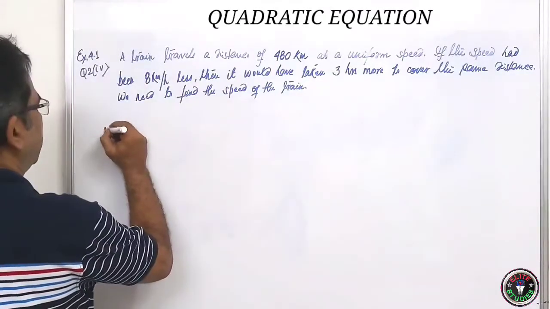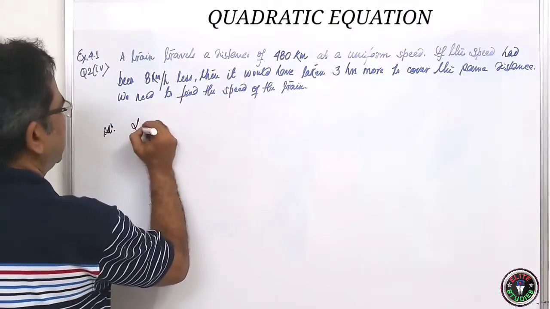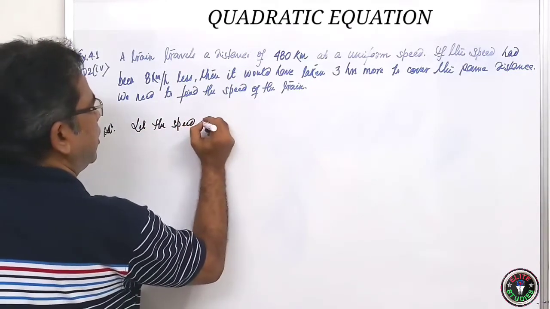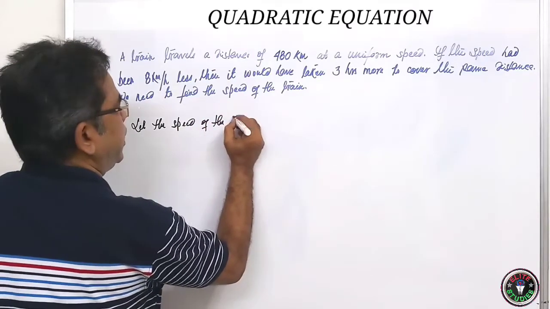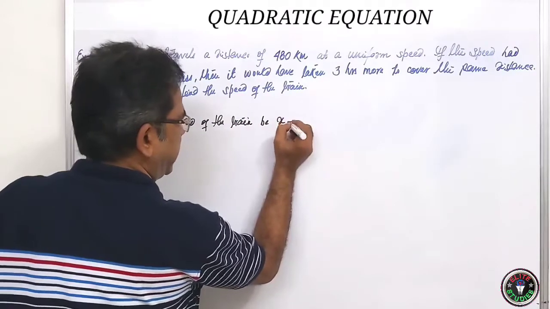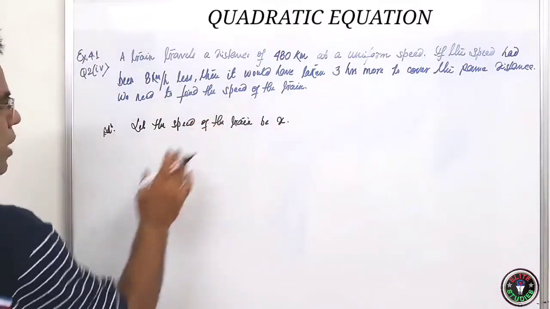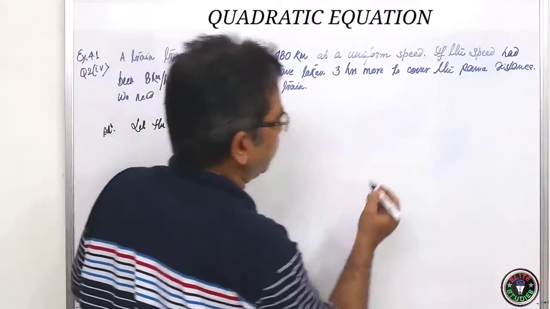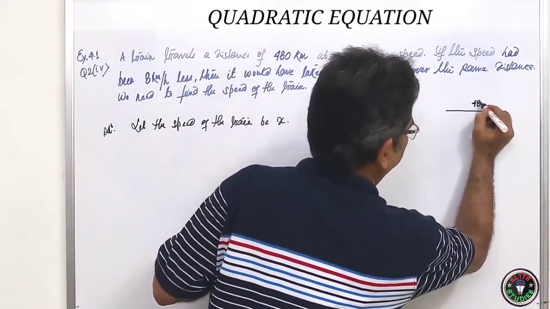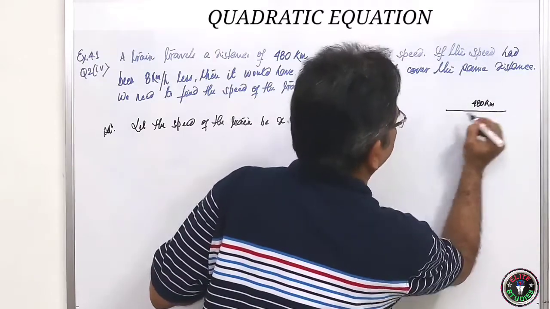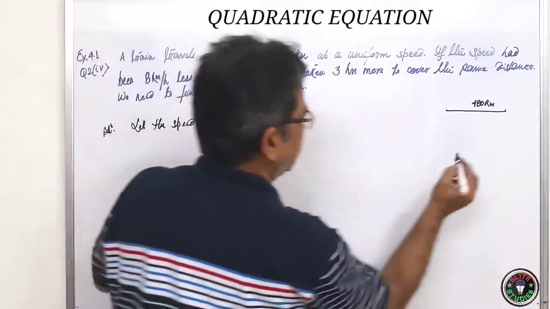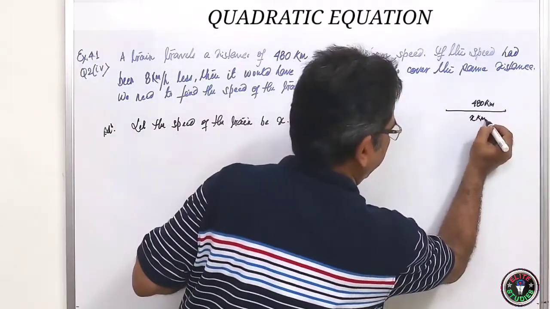So solution, let the speed of the train be x, the original speed be x. Now see, in such type of questions you always make a diagram. So this is a 480 kilometer distance, and we have considered the speed of the train to be x kilometer per hour.